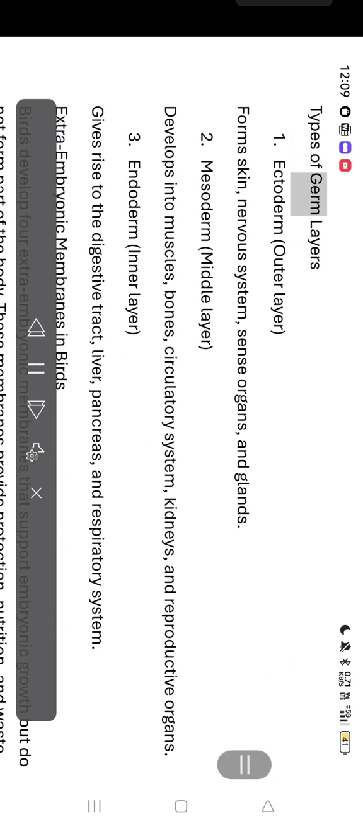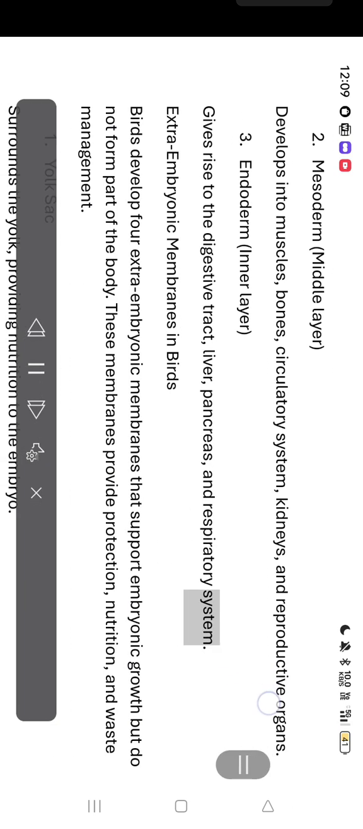Types of germ layers. Ectoderm, outer layer. Forms skin, nervous system, sense organs, and glands. Mesoderm, middle layer. Develops into muscles, bones, circulatory system, kidneys, and reproductive organs. Endoderm, inner layer. Gives rise to the digestive tract, liver, pancreas, and respiratory system.